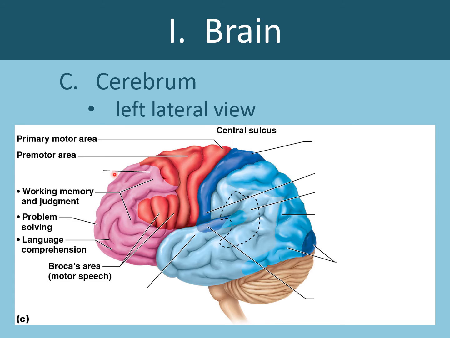This pink region of the frontal lobe is the prefrontal cortex. Remember, this controls the executive functions that we discussed. And right here is Broca's area, which is involved in movements and communication.